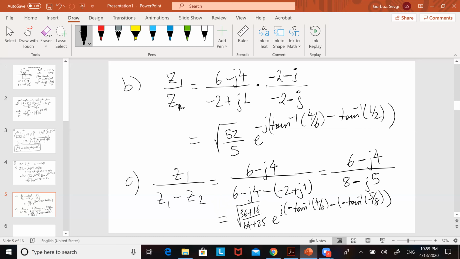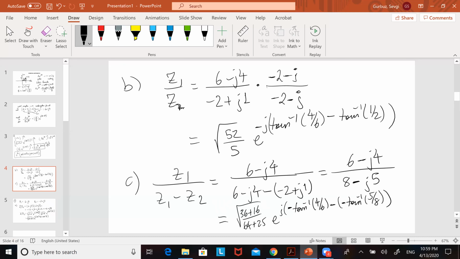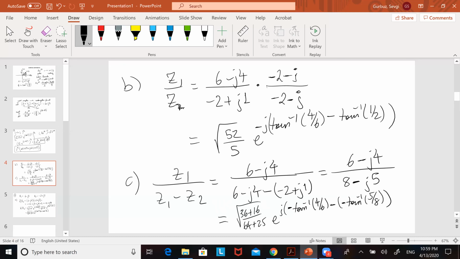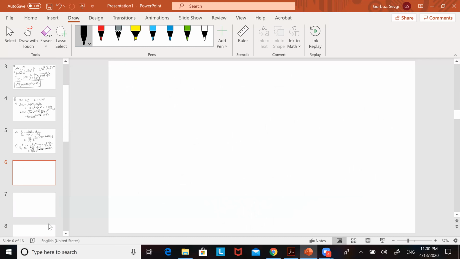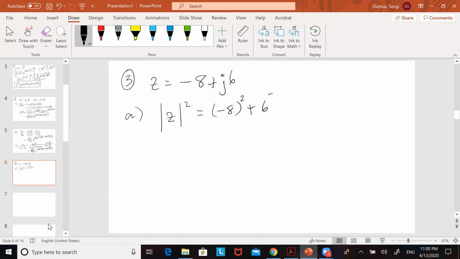Let's do a few more examples. Let's consider the following problem, where we have now z equals minus 8 plus j6. And now let's find what, for example, the magnitude squared of this number would be. So the magnitude squared of z would be just the sum of the squares. So it would be minus 8 squared plus 6 squared.